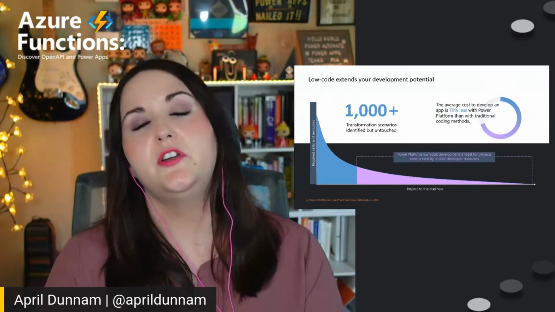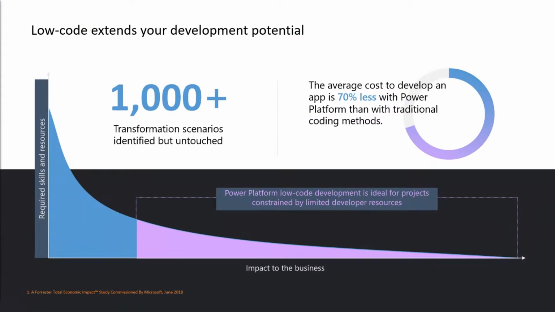And with low code, I feel like I'm beating the horse here, but it really extends your development potential. The average cost we estimate to develop an app is about 70% less if you use, say, Power Apps and the Power Platform than with traditional coding methods. So there's so much potential, and so many projects that might have been constrained by limited developer resources that we can tackle and transform by embracing Fusion development teams and leveraging the Power Platform.